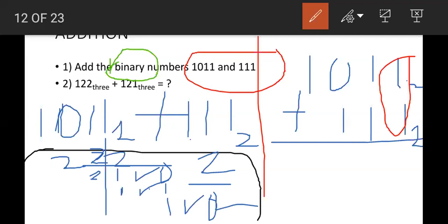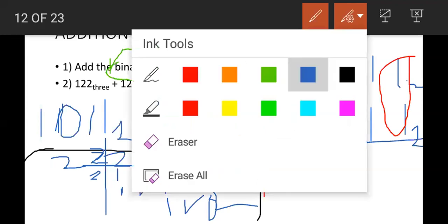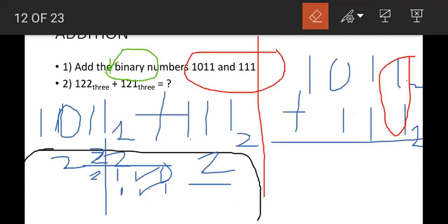Do you get this now? From what I said, 2 divided by 2 gives 1, remainder 0. So I can now just write 1 and 0 together. That is 10.